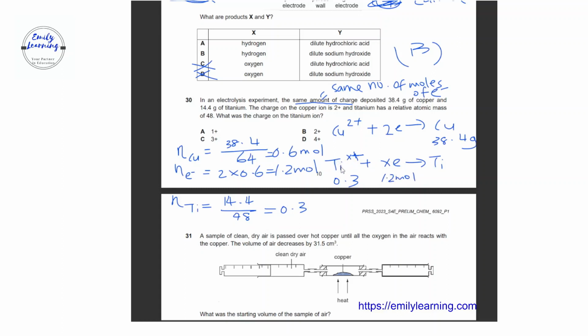So the mole ratio of Ti to electrons is basically 1 over x, right? Do you agree? So I know 1 over x is equal to 0.3 over 1.2. Therefore, x is equal to 4. In other words, we know that titanium has a charge of plus 4. So 0.3 moles of Ti will react with 1.2 moles of electrons, or the mole ratio is 1:4. So the answer is D for question 30.